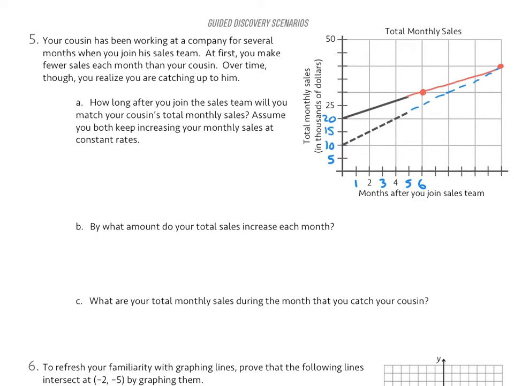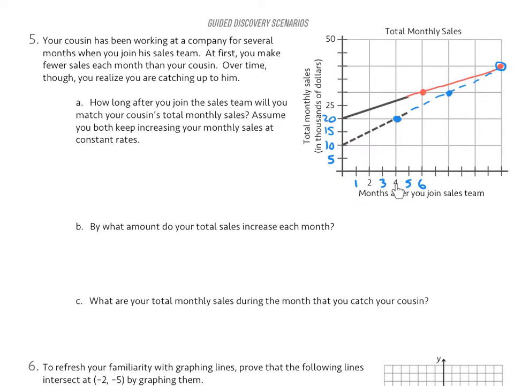The dashed line is going up 1, right 2, so there's a point, up 1, right 2 again, and then up 1, right 2 again. We can see they intersect right here. So how long is that after you join the sales team? Months after you join sales team.